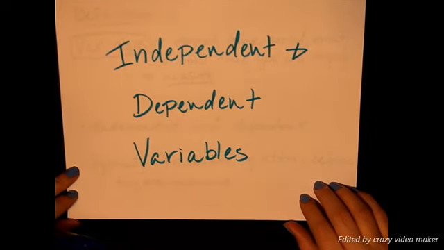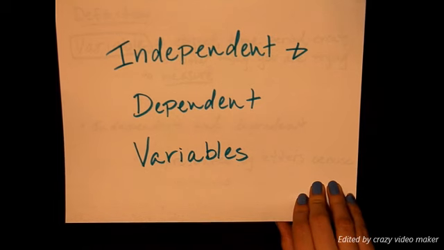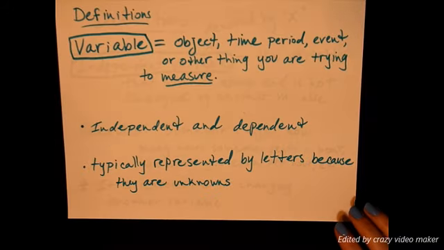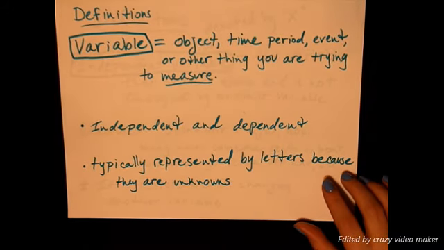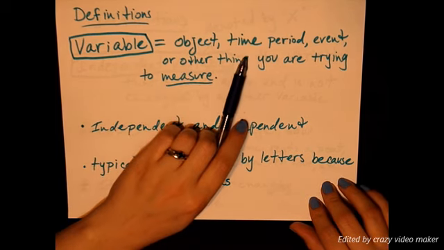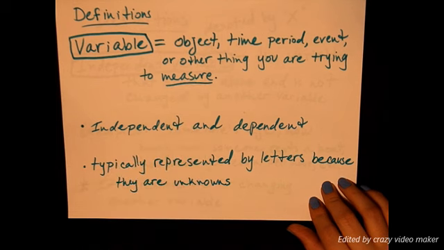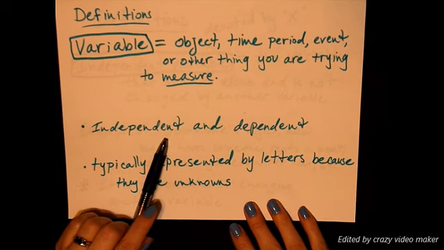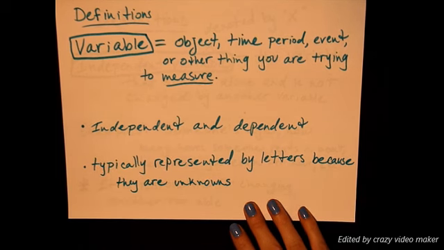Okay, today we're going to learn about independent and dependent variables and what that is going to look like for us in class. First, we're going to start with some definitions. So we've got a variable. A variable is an object, time period, event, or other thing you are trying to measure. And make sure that you are writing down all the definitions I'm going over. Okay, we can have independent and dependent variables.